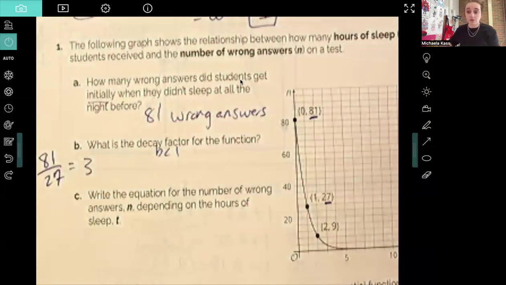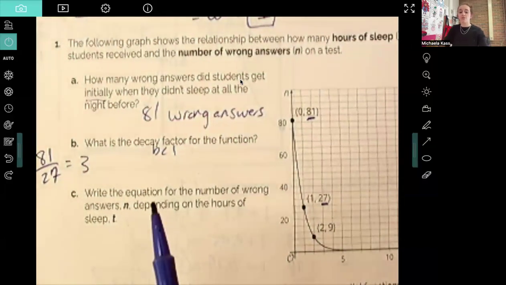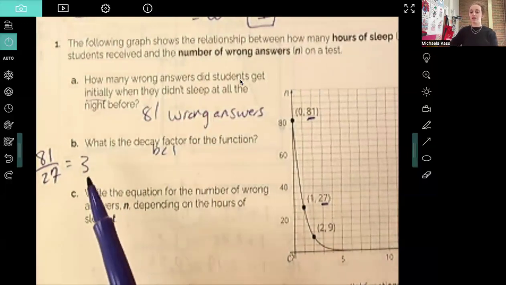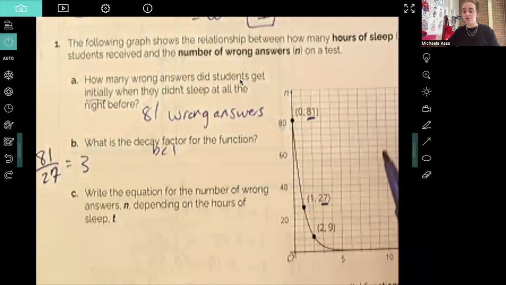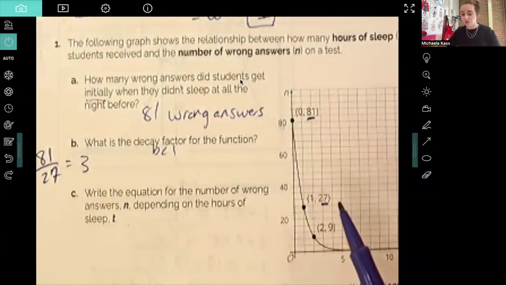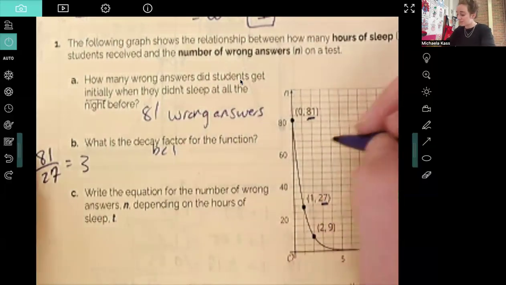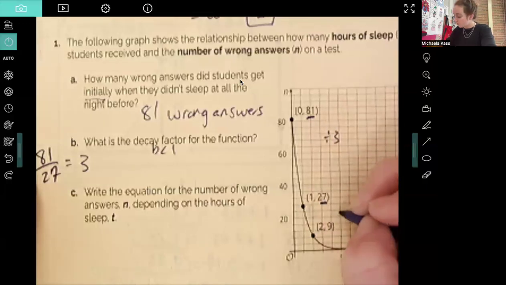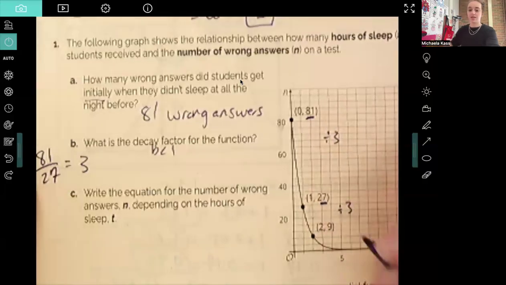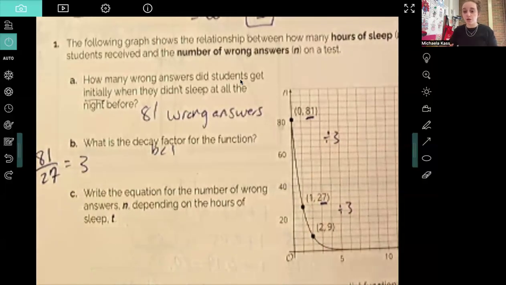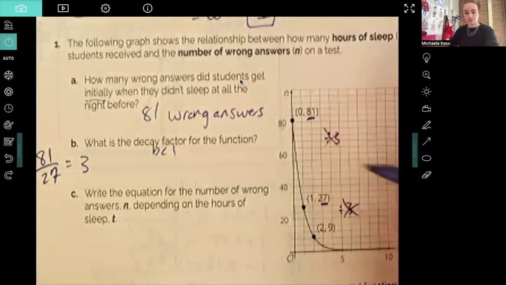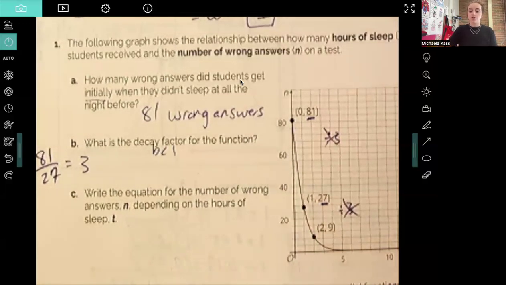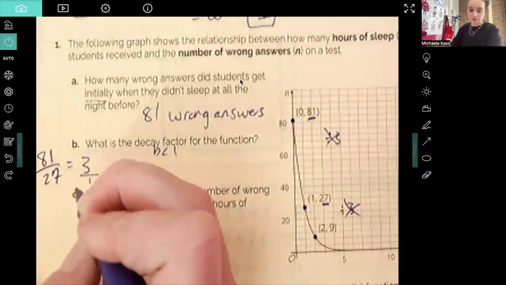Now this is where we get stumped because our decay factor has to be less than 1, and right now we're saying it's 3. That means if I were to do 81 times 3, I should get 27. That doesn't make sense. What we're really saying right now is this is division of 3, right? You can take 27 and divide by 3 and get 9. But when we do exponential equations, we don't do division. Okay, we do multiplication.